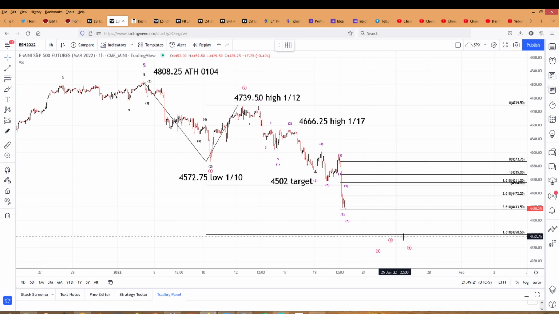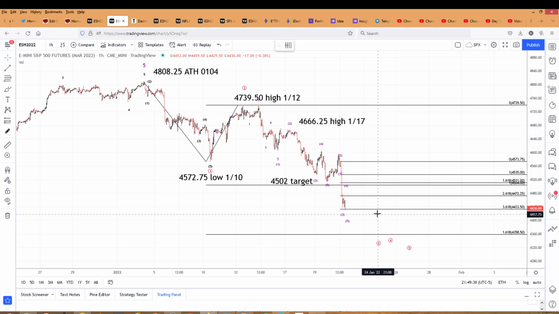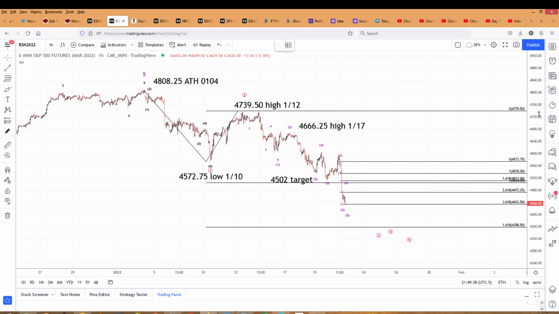So 1.618 is at 43.58.50. But remember, the 10-minute did a 3.618. I'm not saying this is definitely going to happen. Just extrapolate this out. If it does, then this is what we're looking at.